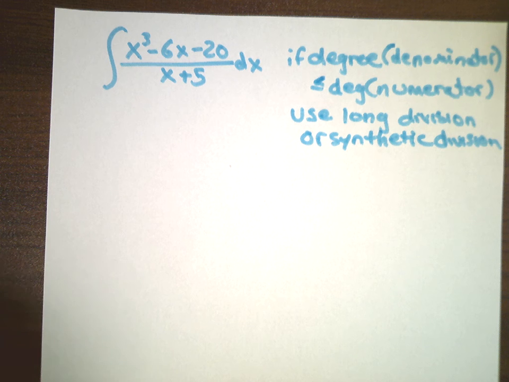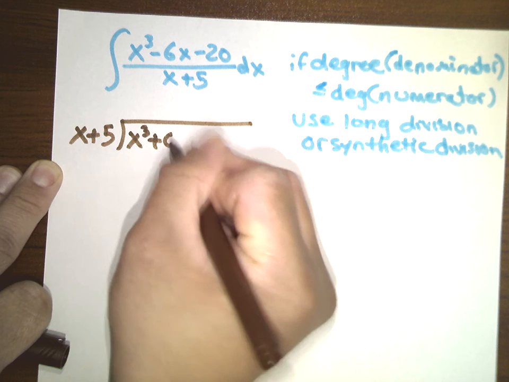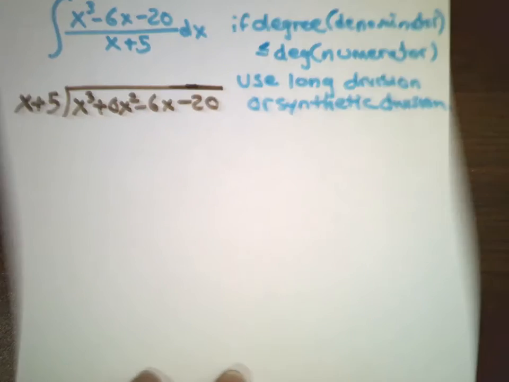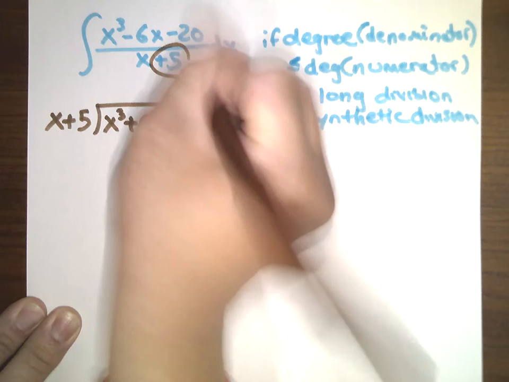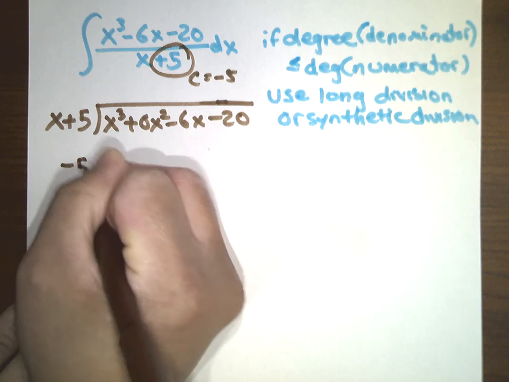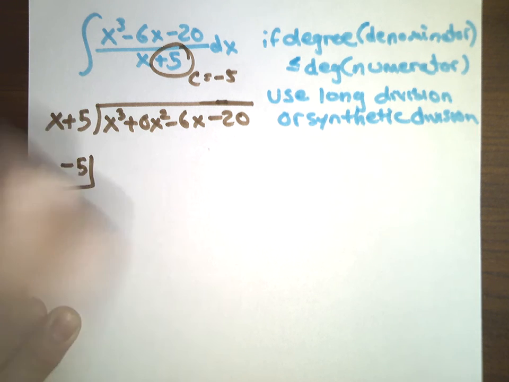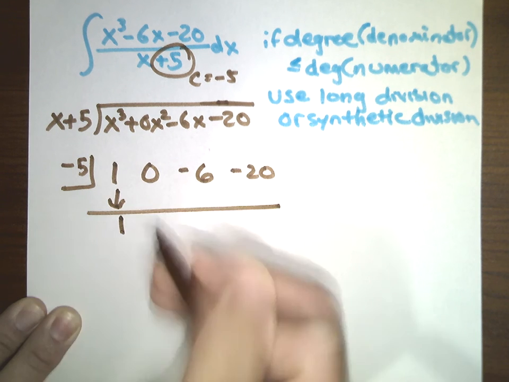So if I divide these here, what do we have? We have x plus 5 goes into x to the third plus 0x squared minus 6x minus 20. So don't forget to put the 0x squared here. And then I am going to opt for the synthetic division. So I have c is -5, so -5. And then the coefficients of the numerator, the p of x, that will be 1, 0, -6, -20. Then I'll bring down the 1.